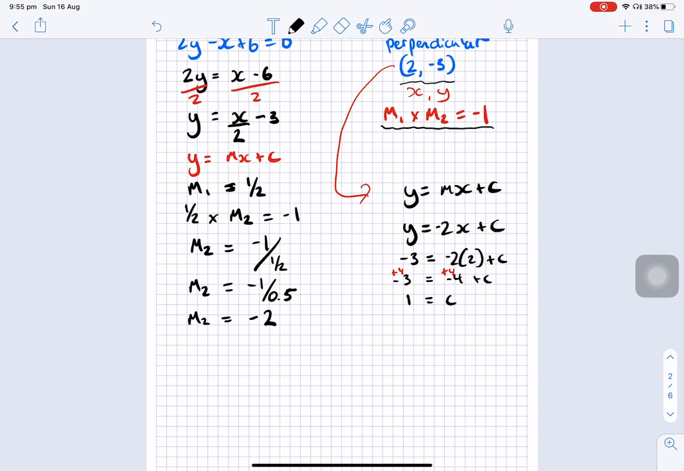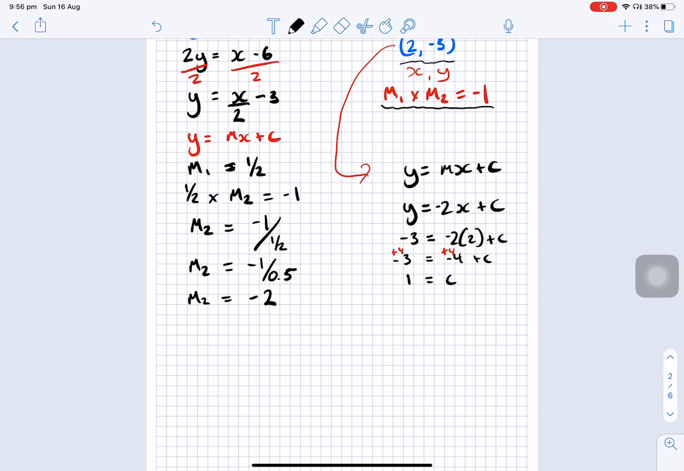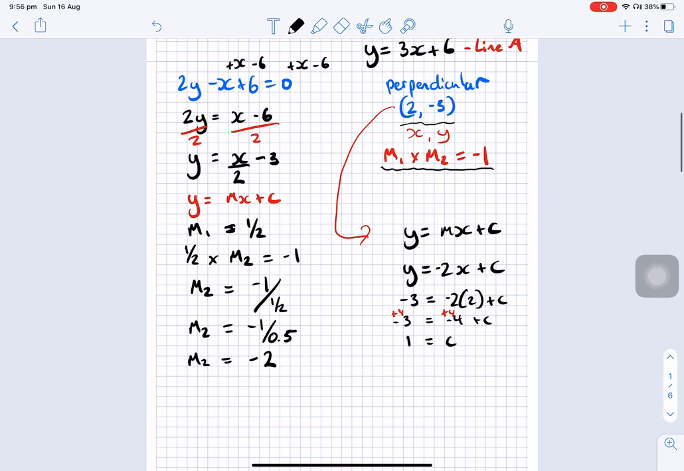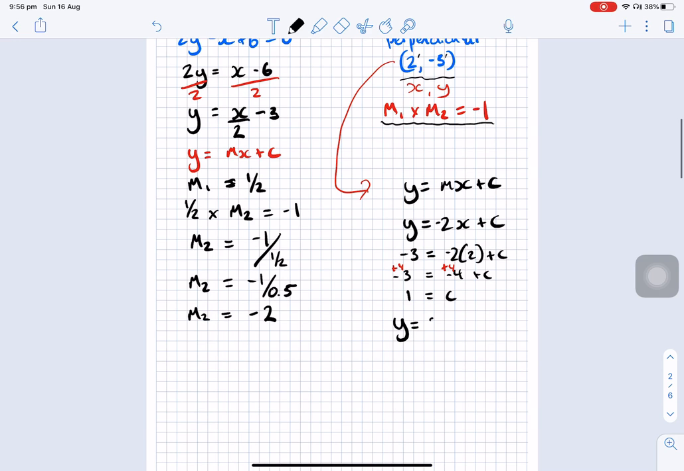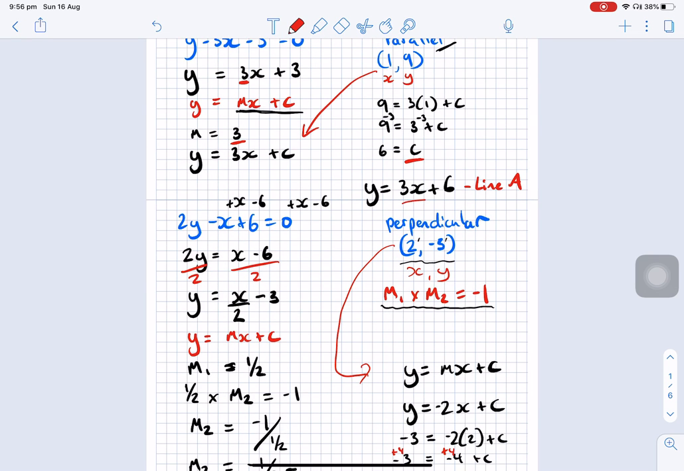So, once again, we'll rewrite what our equation is in that y equals mx plus c. So that means that the perpendicular line, which goes through the point 2, negative 3, that is perpendicular to 2y minus x plus 6, is going to be y equals negative 2x plus 1. So there are the two equations. We found line B now. So that's line B, and we had line A up here.